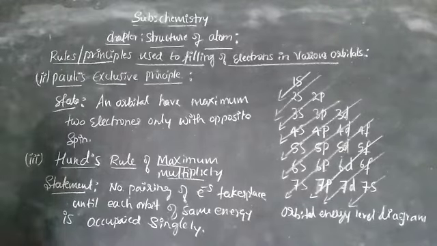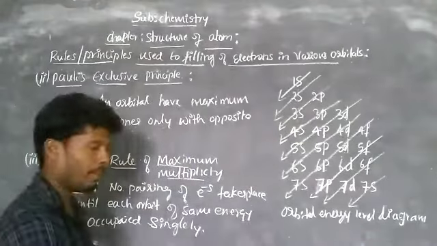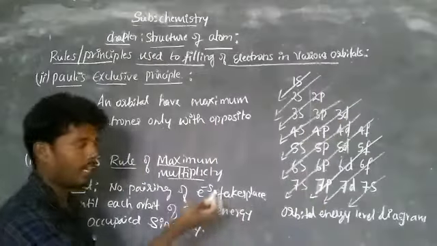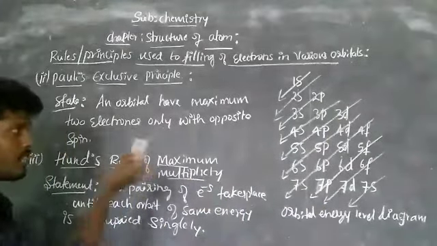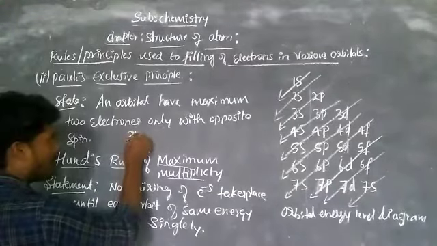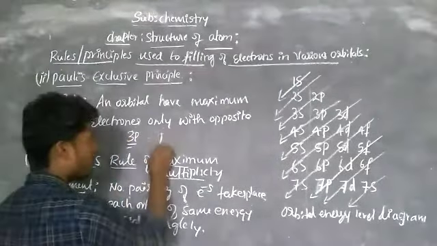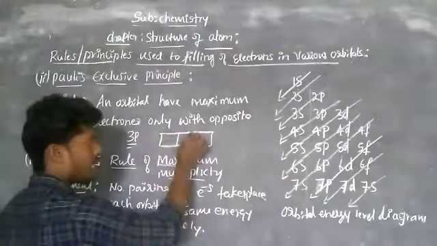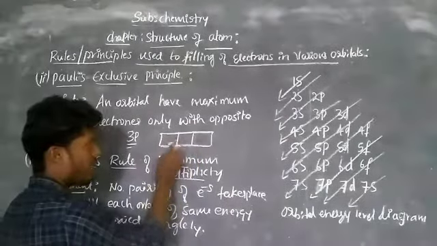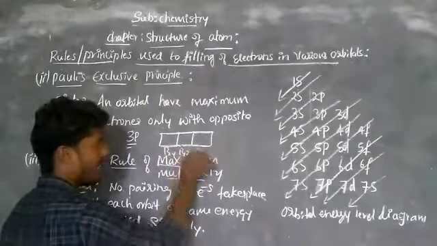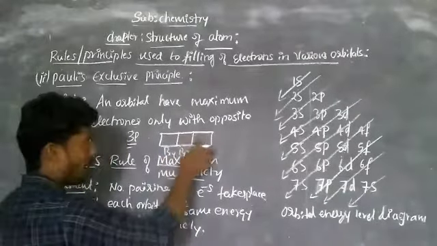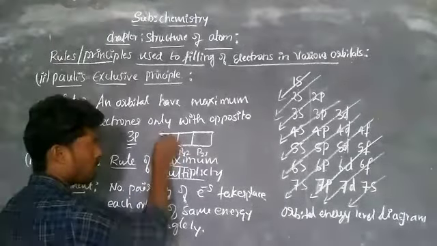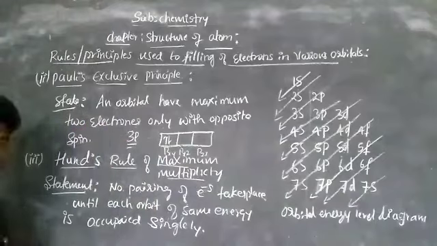So observe here, if you take the p orbital, either 2p or 3p, just take 3p. How many orbitals are there here? 3 orbitals. In the p shell there are 3 suborbitals: pxy, pyz and pzx, right? How many electrons will be occupied? Maximum 6 electrons, because each orbital has 2 electrons with opposite spin. That is the Pauli's exclusion principle.